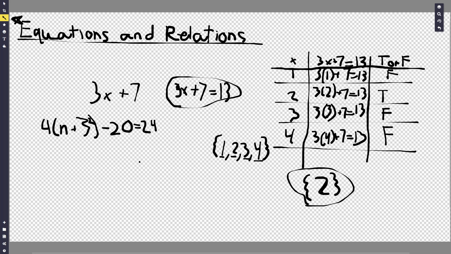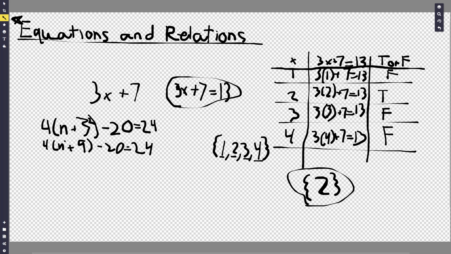Okay, so let's try this equation. Remember, we're still going to go with order of operations. So obviously this side here, the 24, is completely simplified. There's nothing else we can do with that. So now we're going to start simplifying this side. So let's do the 3 squared. So we have 4 times n plus 9 minus 20 is equal to 24.